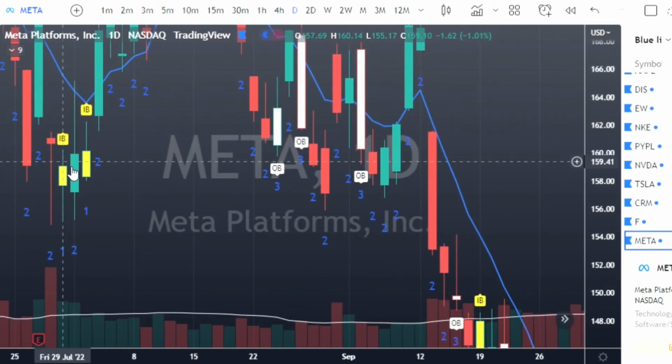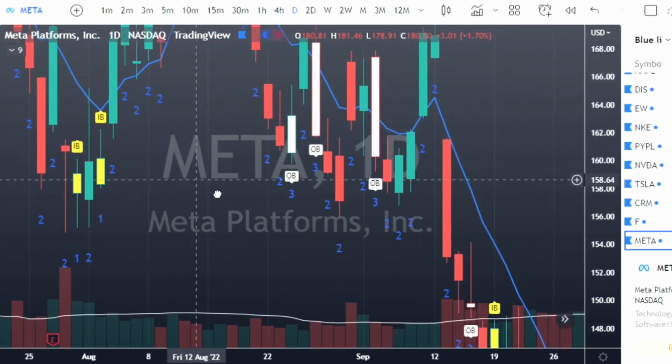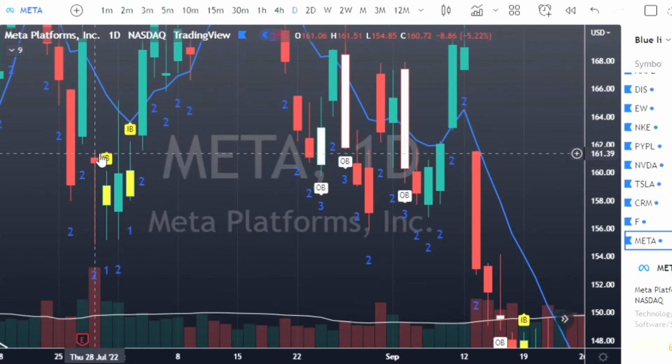This one here was a gap. This one here worked out really, really well. Triggers, targets, targets. Okay?